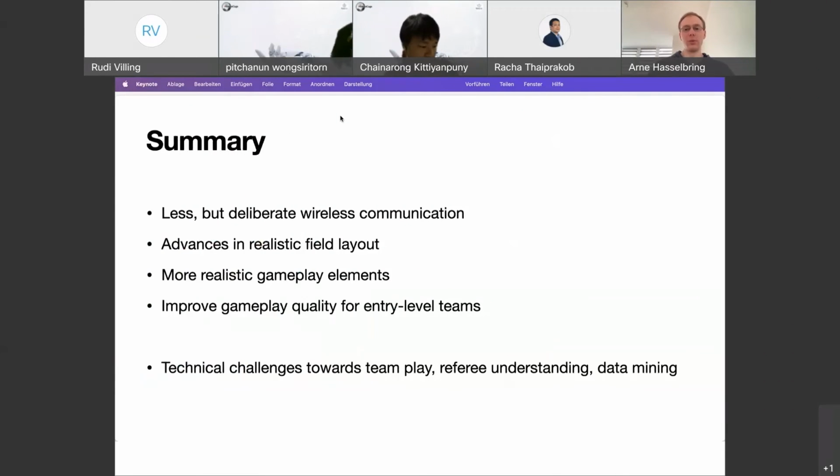So in summary, for the overall rule changes we have less communication, but now as a deliberate act of the robots, and there are advances in the field layout. So now we are only missing the penalty arcs and I think the corner arcs or something like that. We have many more elements of real soccer, like the penalty kick and indirect kicks, and an adjusted kickoff rule, and the challenge shield rules aim to improve the quality of games for entry-level teams. And then we have technical challenges that promote team play, understanding the referee, and extracting information from all the data that we get.